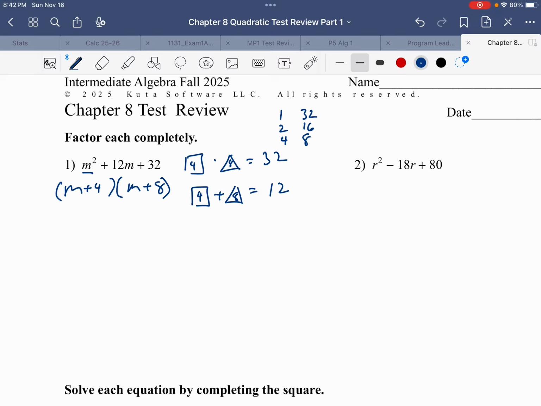In number 2, we have two numbers that multiply to 80, and their sum is negative 18. The only way I can have two numbers that multiply to a positive number, and their sum is going to be negative, is if both the numbers are negative. So in this one here, it's going to be negative 10 and negative 8. So I'm going to write this like r minus 8 and r minus 10. The order doesn't matter. I could have written this like r minus 10 and then times r minus 8. But what we just did was factor.